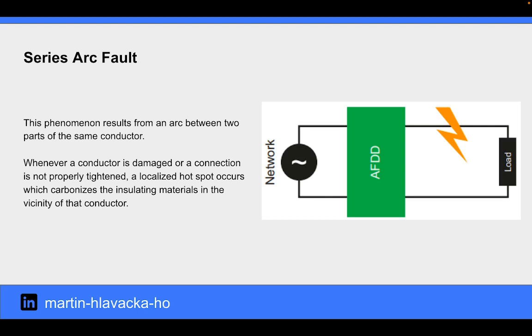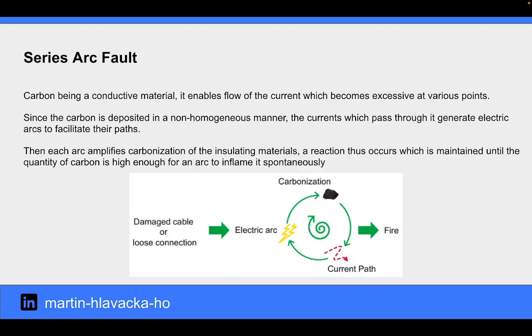Whenever a conductor is damaged or a connection is not tightened properly, a localized hotspot occurs that carbonizes the insulating materials in the vicinity of that conductor. Carbon, being a conductive material, allows the flow of current that becomes excessive at various points.